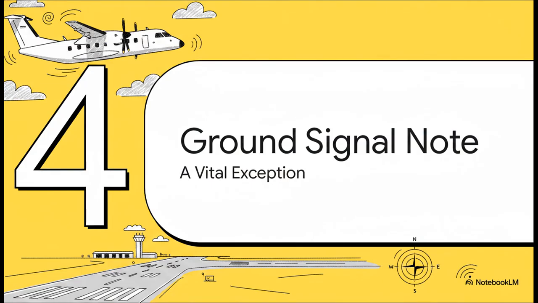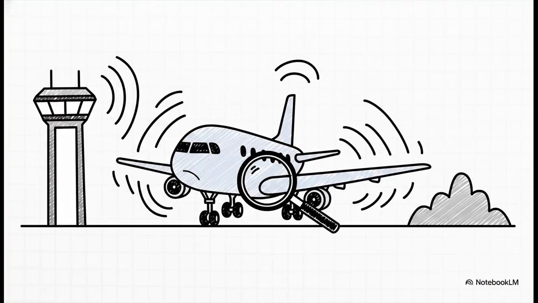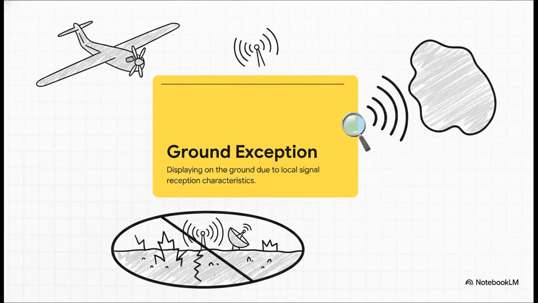This is a massive exception we have to talk about. Context is literally everything in aviation. This exact same message can actually appear while the aircraft is physically just sitting on the ground. If you are taxiing or parked and you suddenly see Nav Integ, the manual notes it is due to local signal reception characteristics. It is incredibly vital to memorize this specific ground anomaly.